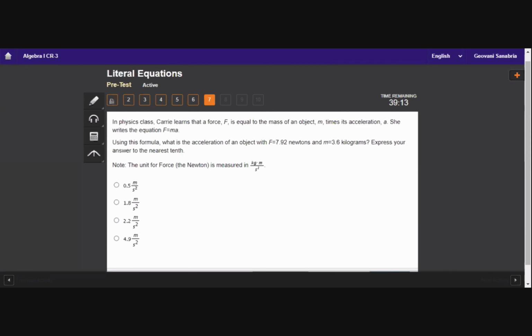So like 3.6 times 0.5. Does that equal 7.92? Yes or no? And then you try 3.6 times 1.8. Does that make sense? So they're giving you A values to plug in, to equal the 7.92.